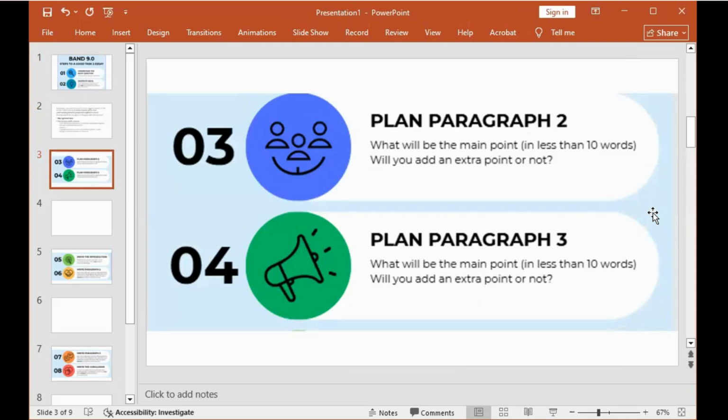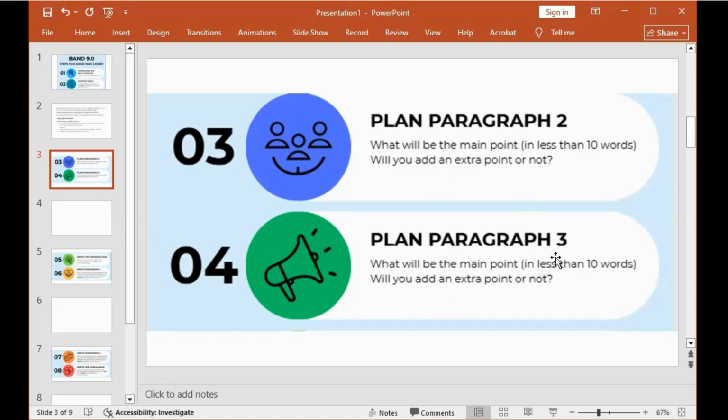Okay? Step 3 and 4. Step 3 is to plan paragraph 2. And step 4 is to plan what? Paragraph 3. So the question is this: what will be the main points of paragraph 2? And then what will be the main point of paragraph 3? Okay? Then will you add an extra point?